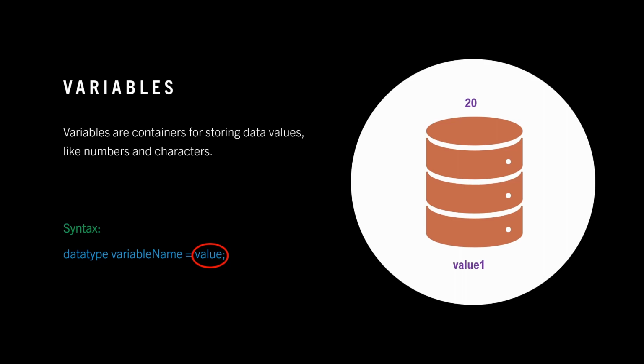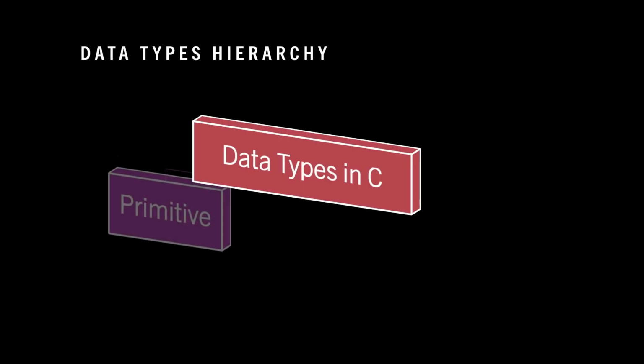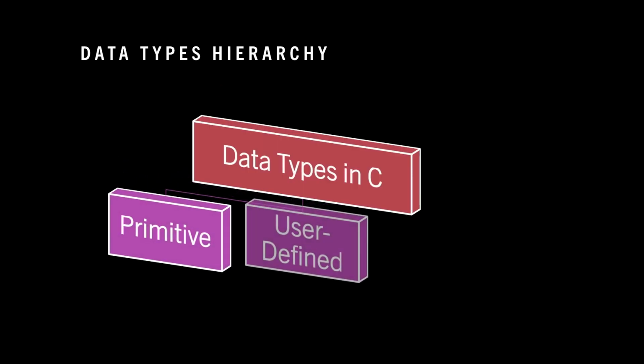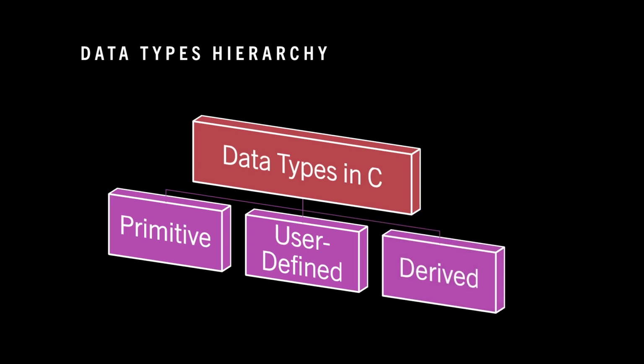So now that we understand what variables are, let's move on and look at data types hierarchy. Data types are basically data format specifiers, and these are used to know what type of data is stored in a variable, what kinds of operation can be performed, and how much memory that variable will consume. Data types are classified into three groups. First, we have primitive, then we have user defined, and we have derived. So now let's look at what each of these different data types are.